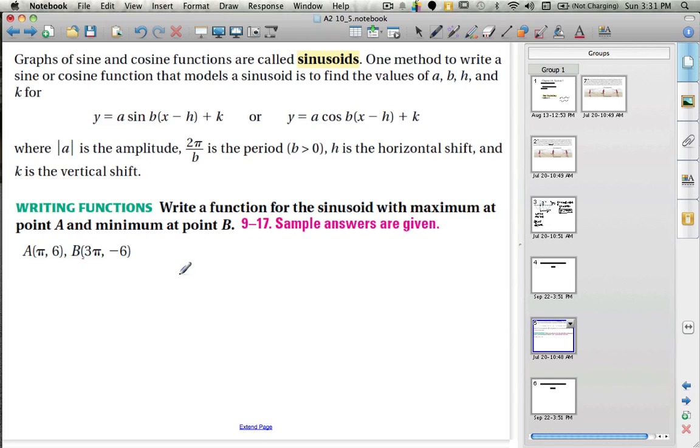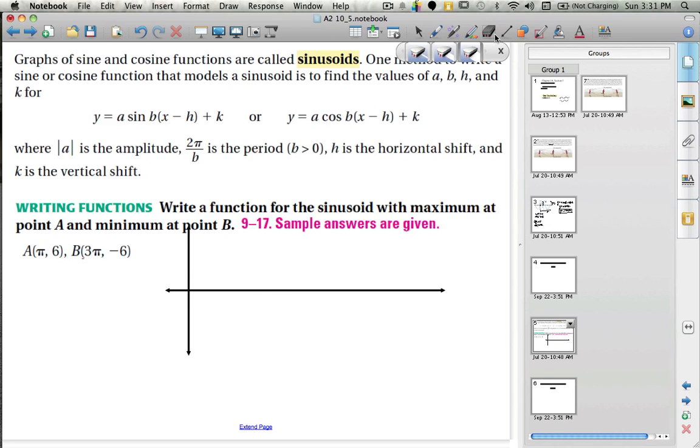So now if we look at some of this information, they're just saying a sinusoid with a maximum at point A and a minimum at point B. So they're giving me some data. Well, actually, let's use the lines and do a nice job here. So they've told me a certain amount of information. Let's take a look at that.